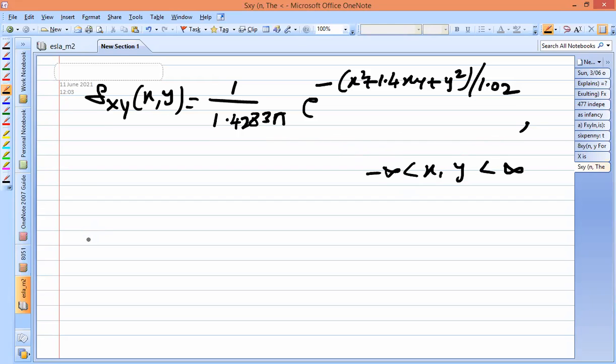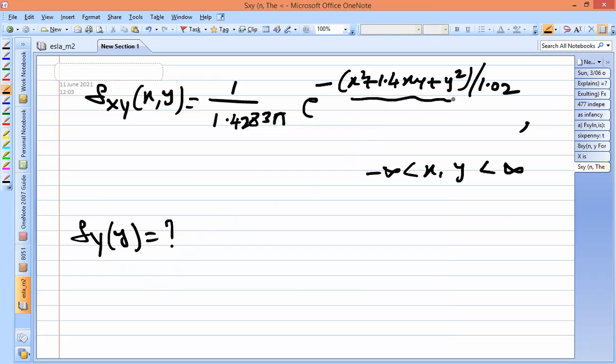Given this, we are asked to calculate the PDF for x and y, which means calculating the marginal PDF values fy of y as well as fx of x. So first let us consider the calculation of the marginal PDF fy of y. Once you know the calculation of fy of y, in a similar manner you can also calculate fx of x.